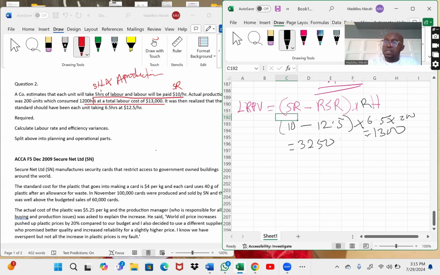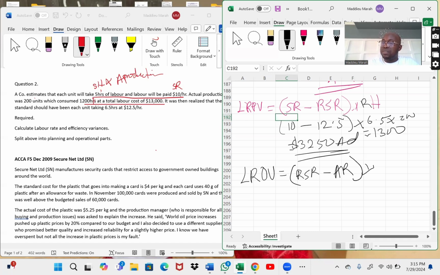3,250. This is adverse variance. Our labor rate planning variance. So now let's look at our labor rate operational variance. Now, this labor rate planning is looking at standard and revised. Operational is looking at revised standard rates minus actual rates multiplied by actual hours.